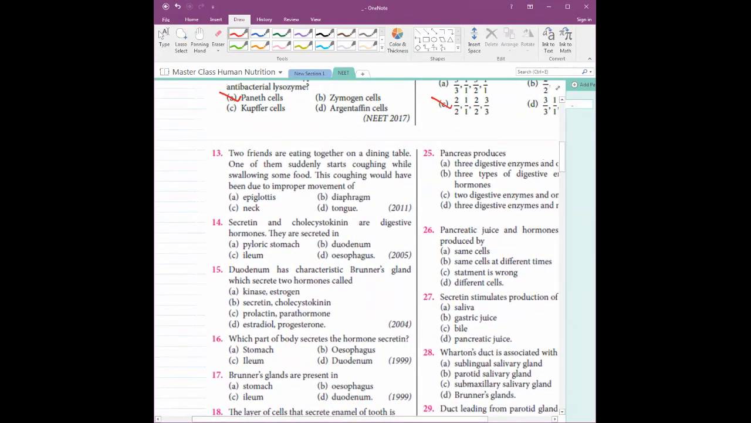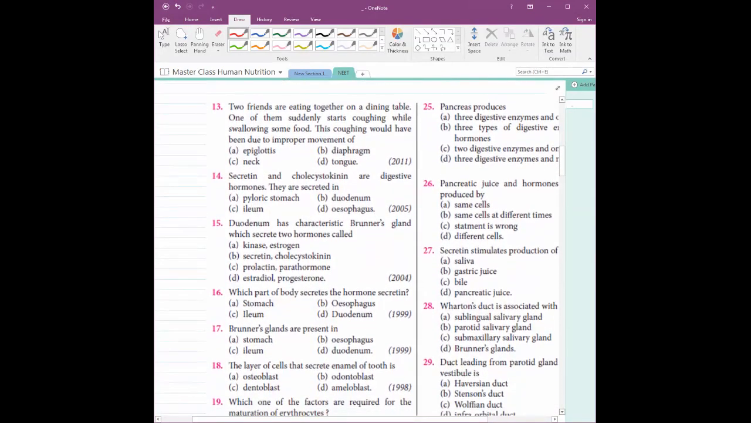Two friends are eating together on a dining table. One of them suddenly starts coughing while swallowing some food. This coughing would have been due to improper movement of epiglottis, diaphragm, neck, or tongue. What do you think? Very nice. Everybody has given me the right answer. It is due to improper movement of epiglottis.